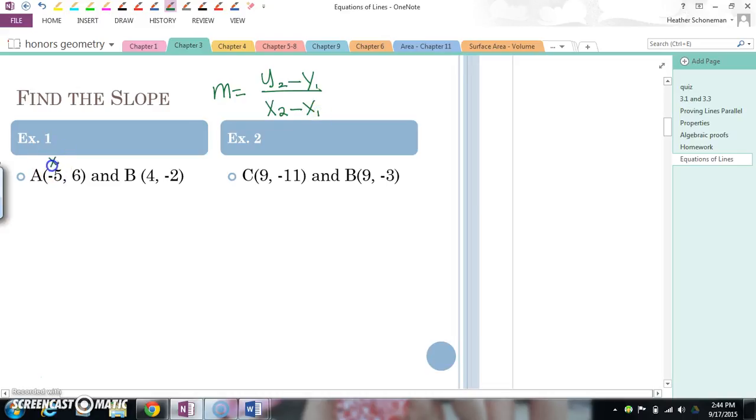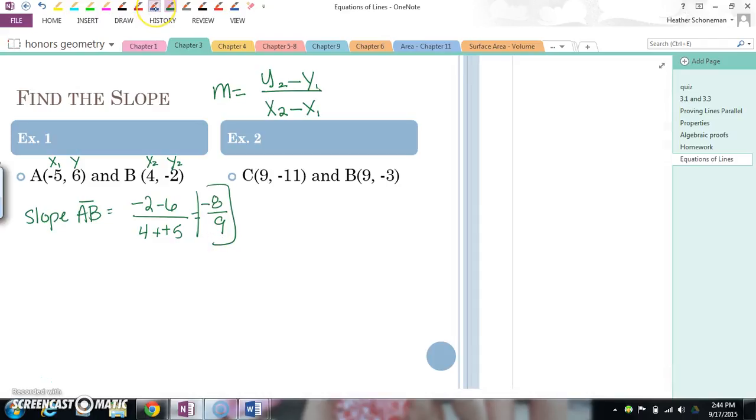So we know our two ordered pairs are x1, y1, and x2, y2. So on this one, if I'm going to find the slope of AB, that would be negative 2 minus 6 over 4 minus negative 5. Minus a negative is plus a positive, and that leaves you with negative 8 over 9, and that is the slope of AB.